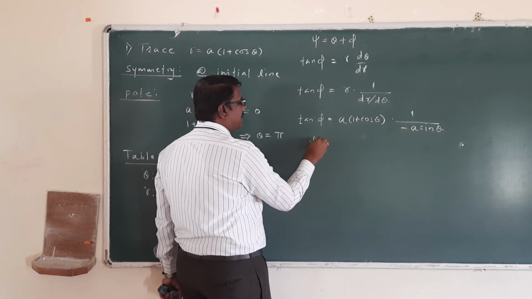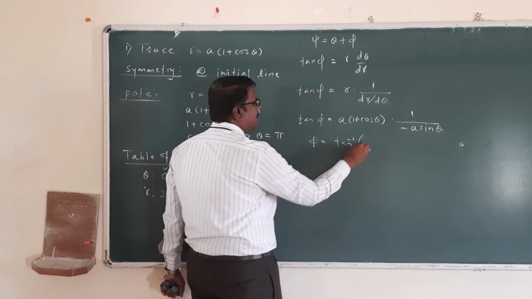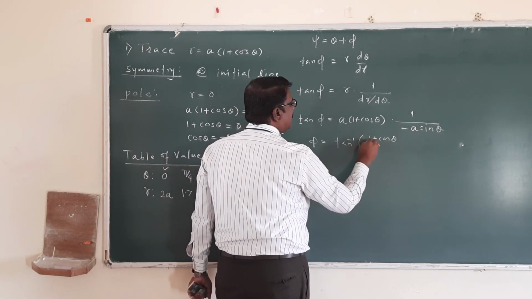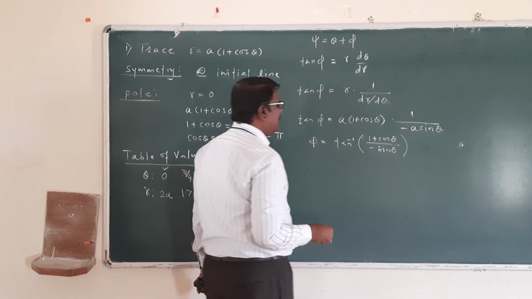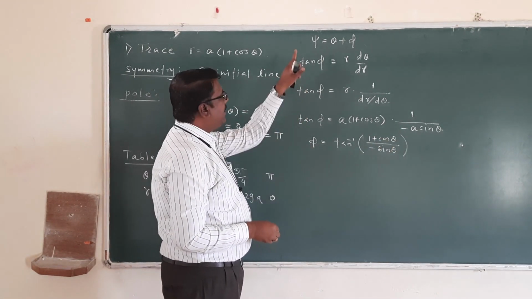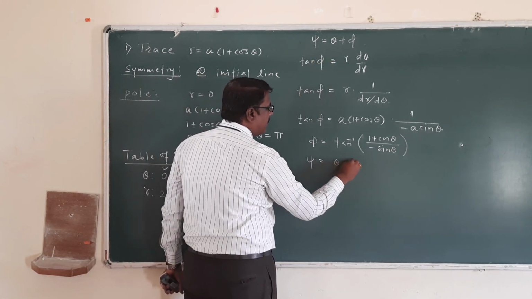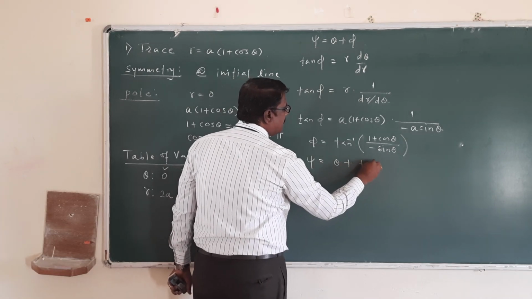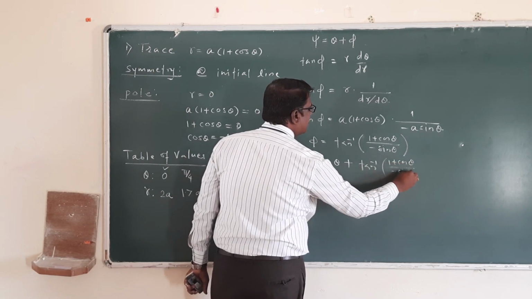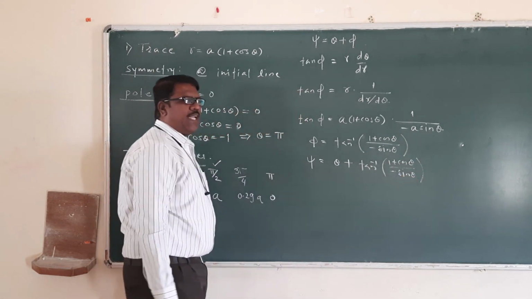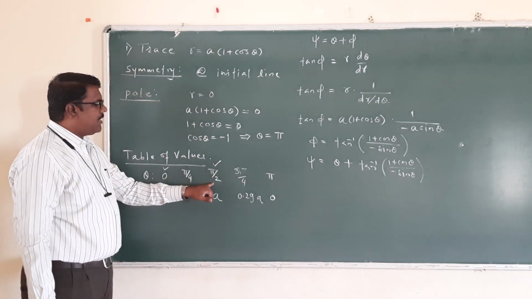So phi can be written as phi is equal to tan inverse of (1 plus cos theta) divided by (minus sin theta), isn't it? So we got the value of phi, and therefore psi is equal to theta plus phi. So theta plus phi is tan inverse of (1 plus cos theta) divided by (minus sin theta). Now we have to calculate psi at two values of theta, that is theta 0 and theta pi by 2.